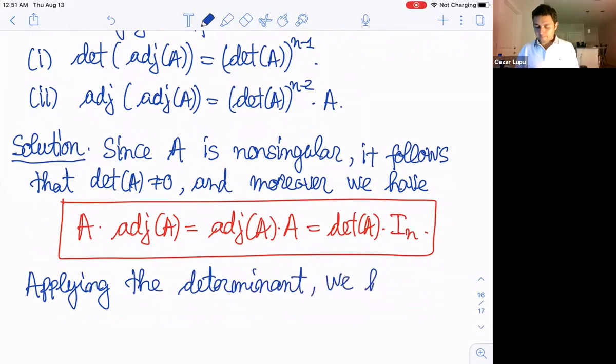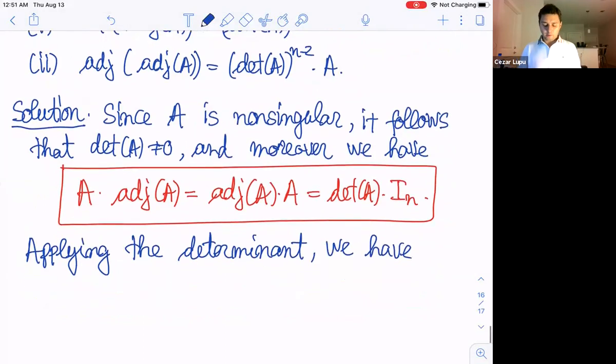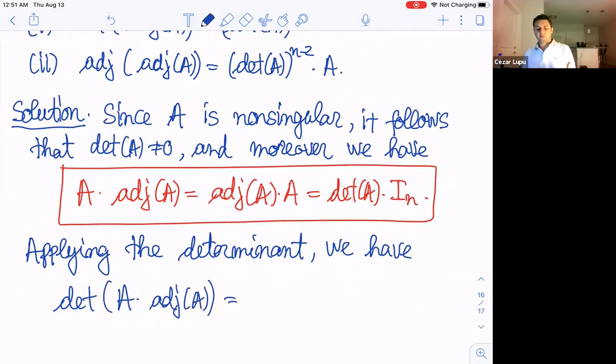We have the following. Let's look. The determinant of A times the adjugate of A is the same as the determinant of the adjugate of A times A. The determinant is multiplicative, so we don't care about this.